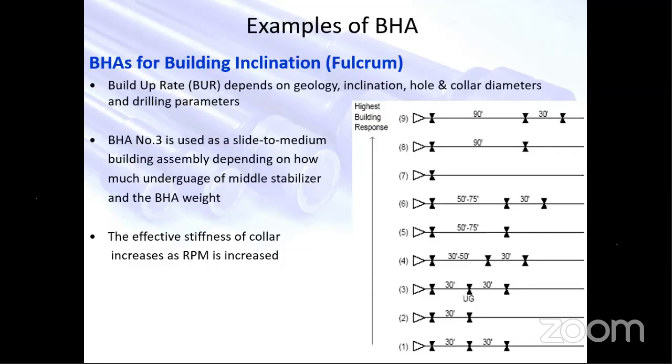Okay, if you go one by one from 1 to 9, 9 is the highest, giving the highest building response. It depends on the number of stabilizers, the distance of the stabilizers, and whether the stabilizer is undergauge or full gauge. Here we have some examples from 1 to 9.